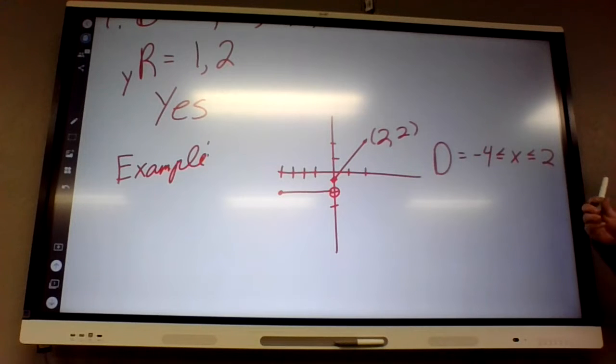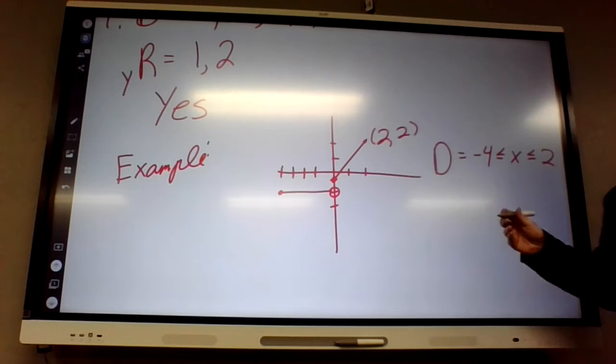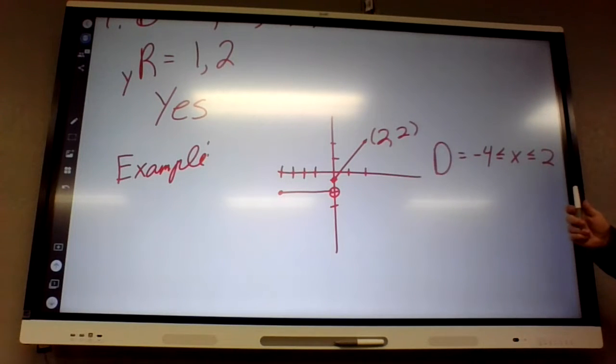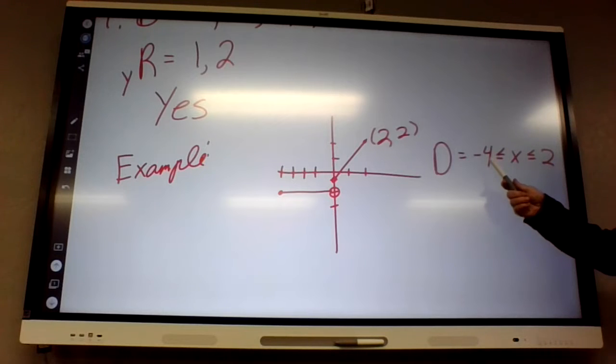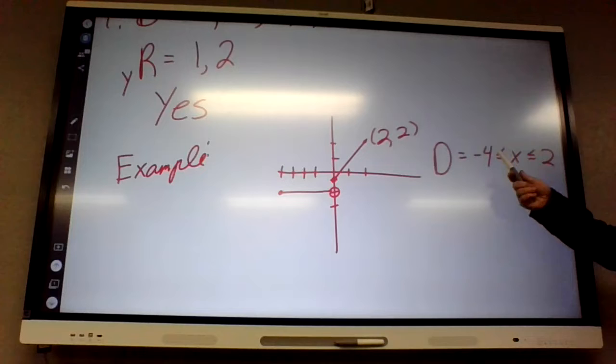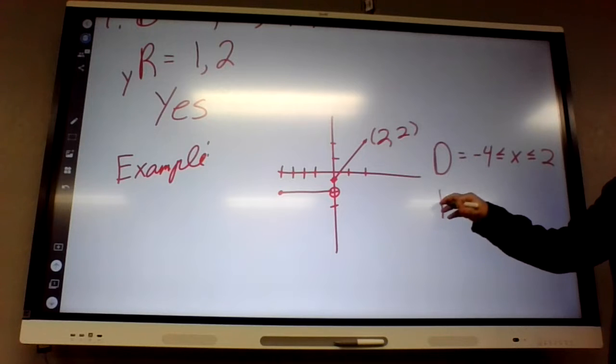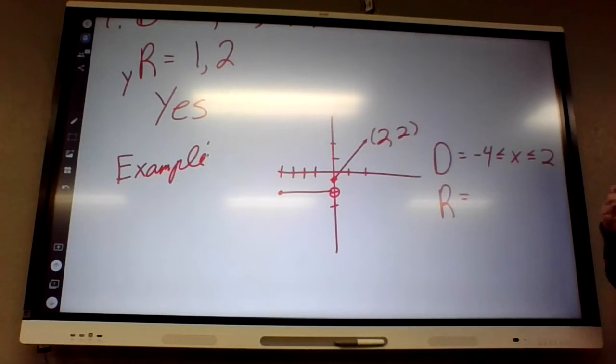All real numbers. Okay, well, if they had arrows on the end of this, that would mean it would go forever, that would be all real numbers, but it didn't. Exactly. This is how you say x is everything between -4 and 2. Okay, the range is a little bit trickier.